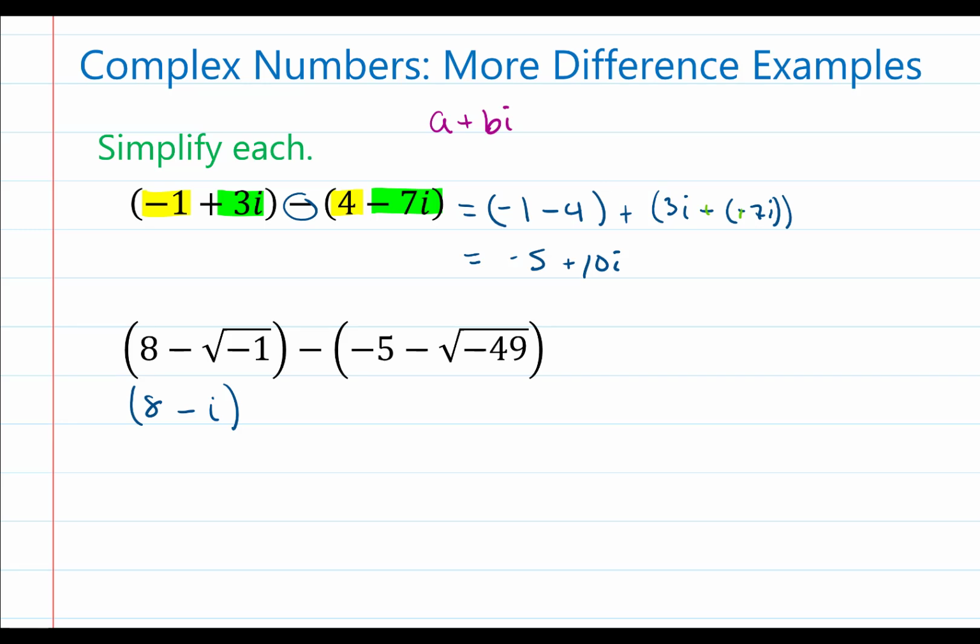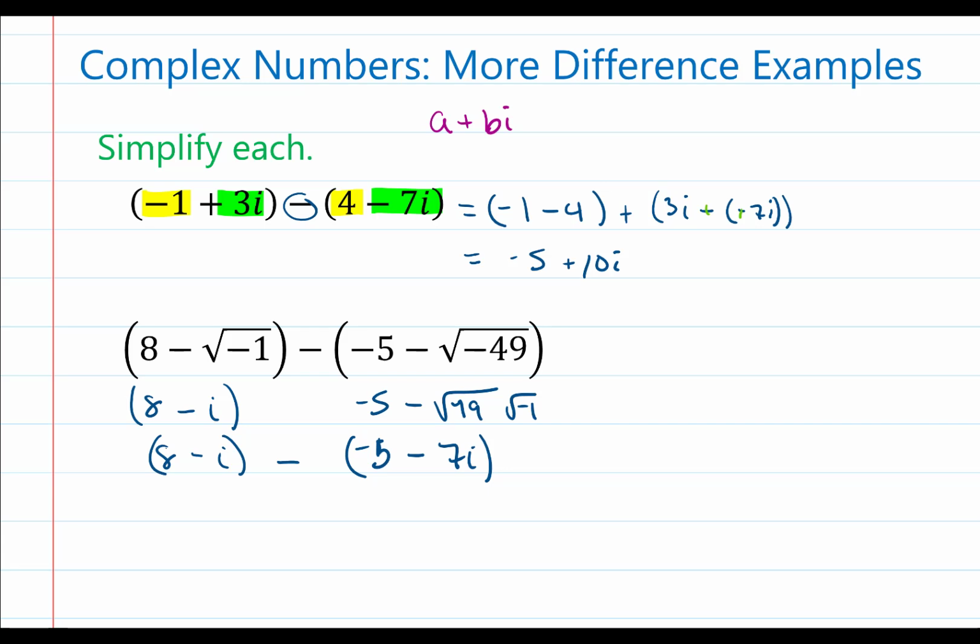Let's do the same thing to our second complex number, and what we have is -5 as our real part, minus, and the square root of -49, I'm going to break up into the square root of 49 times the square root of -1. Now, dropping down the real part, -5, I have minus 7i, because the square root of 49 is 7, and the square root of -1 is equal to i. So let's drop down the first complex number again, 8 minus i, and we are subtracting -5 minus 7i.